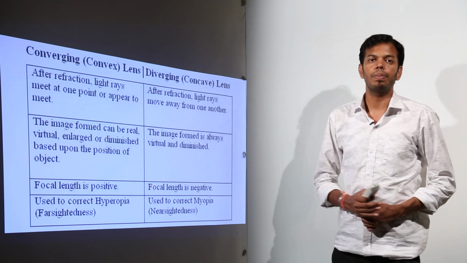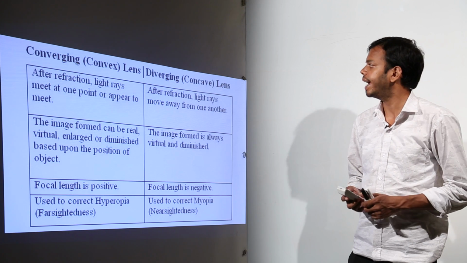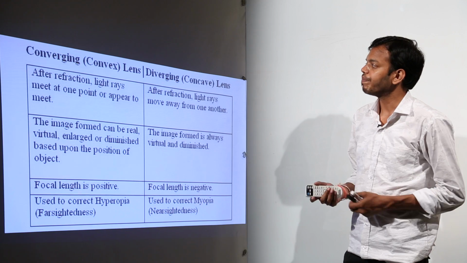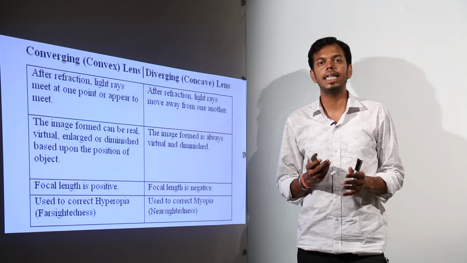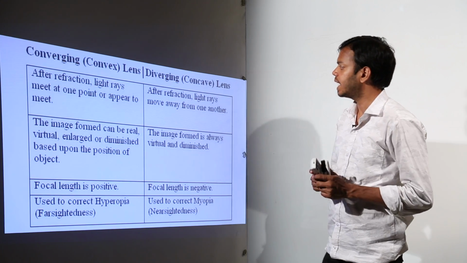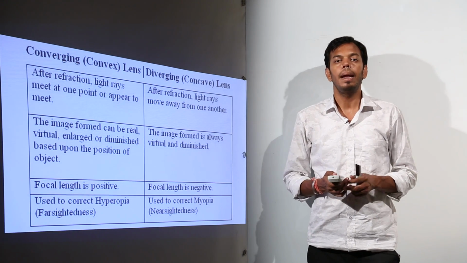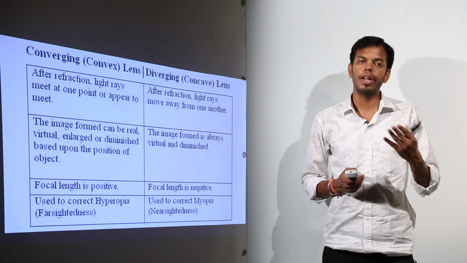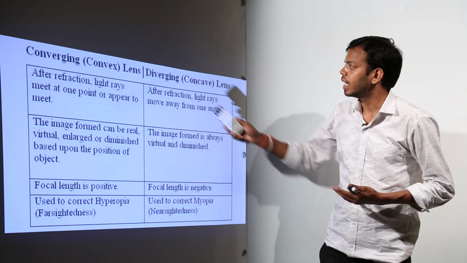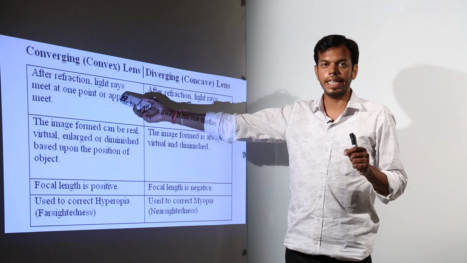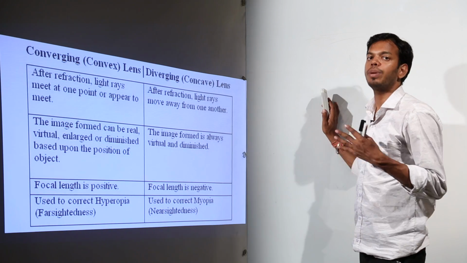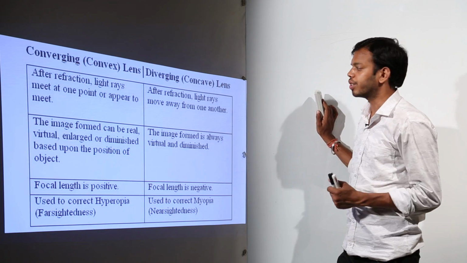Now these are the important points of difference between convex lens and concave lens, that is converging and diverging lens. Please note them all. First of all, after refraction, light tends to meet towards one point, which is the focus, whereas in a concave lens after refraction light rays move away from one another but appear to be coming from one point. Instead of these lines you can also write: after refraction light rays converge towards the focus; after refraction light rays appear to be coming from the focus but they are diverging from each other.